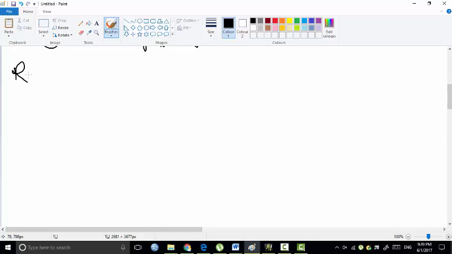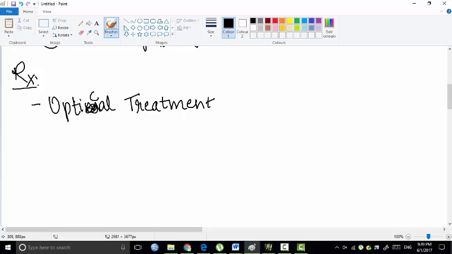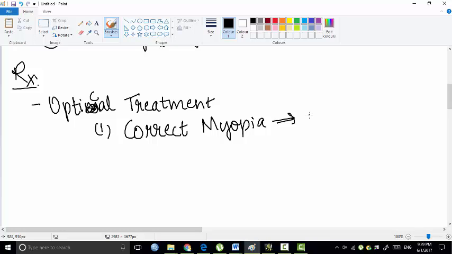Now coming to the treatment of myopia, if you see the treatment aspect, there may be optical treatment and surgical treatment, same as what we have learned in hypermetropia and aphakia. So if you see, optical, not optimal. Optical treatment: one, correct myopia, that too through concave lenses, right?